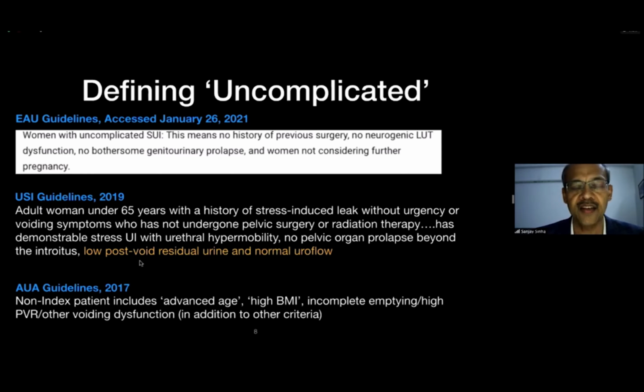And the AUA guideline, which uses the term non-index and index patients, which includes advanced age, high BMI, incomplete emptying or high PVR, in addition to the other criteria. But you can see there's no uniformity in the way we define uncomplicated patients.